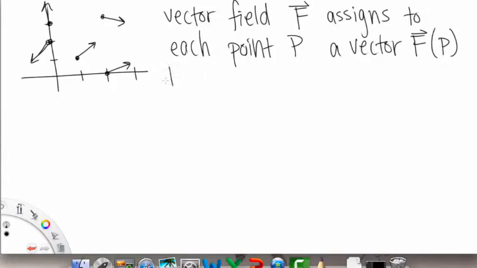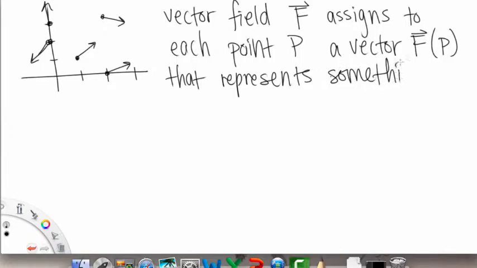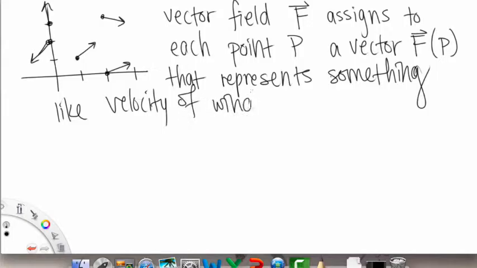So you plug in the point, and this is the vector that you get at that point. Okay? So this could represent something like, and I think the book gives you an example like, the velocity of wind at that point or something. So that's what I'm going to write here, just as an example: velocity of wind at the given point, or at any given point, I'll say.